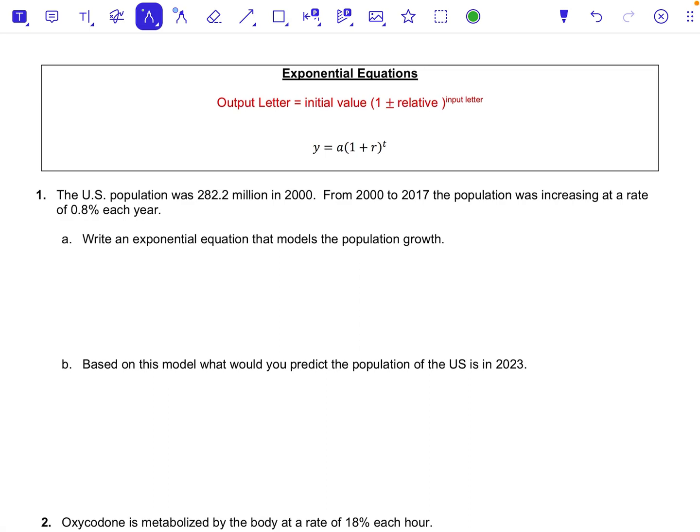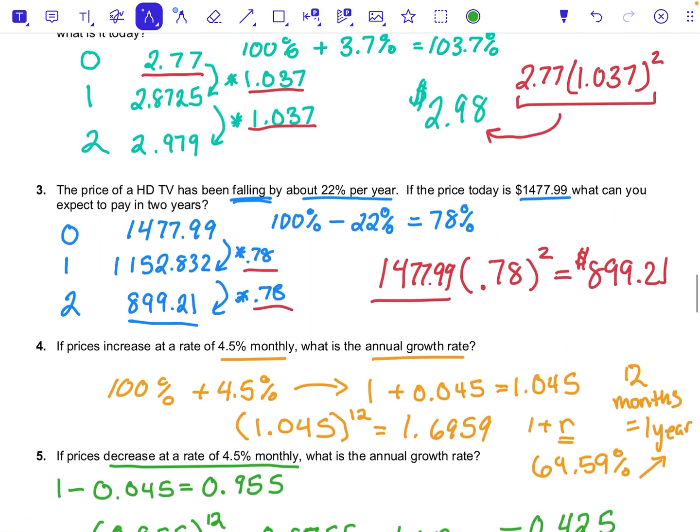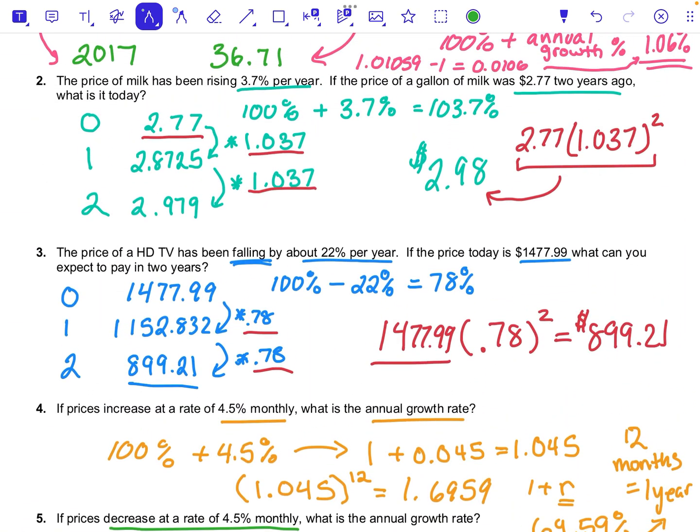This video is going to focus on exponential equations, building directly off of what we learned in our previous video in which we discussed relative rates of change. So let's take a look back at that previous video and then connect it to where we're going in this one.